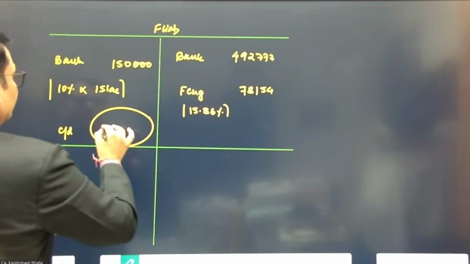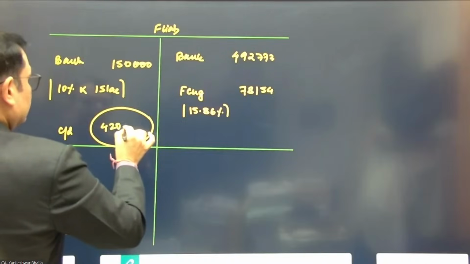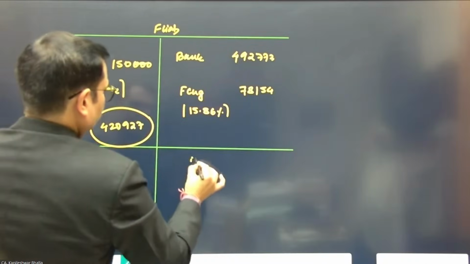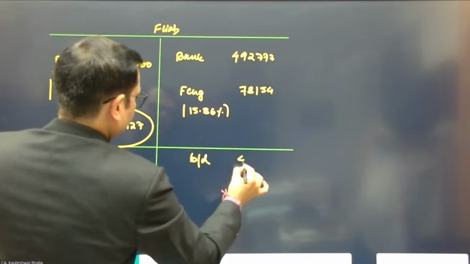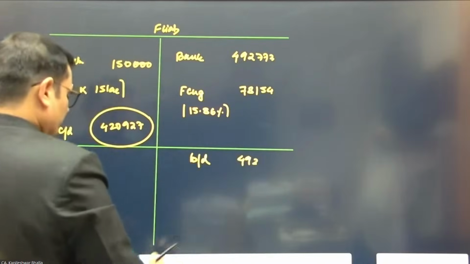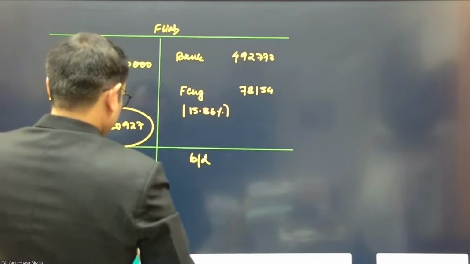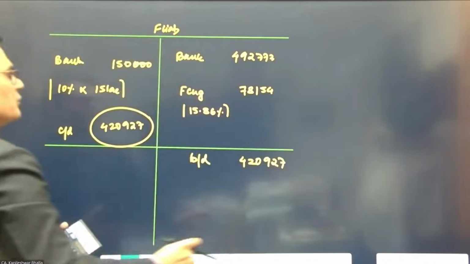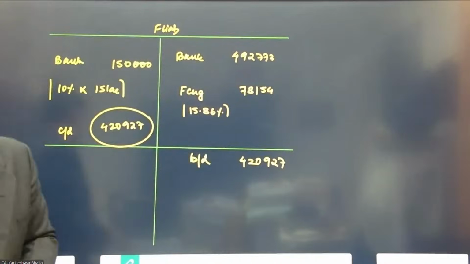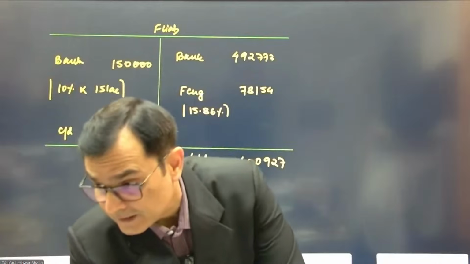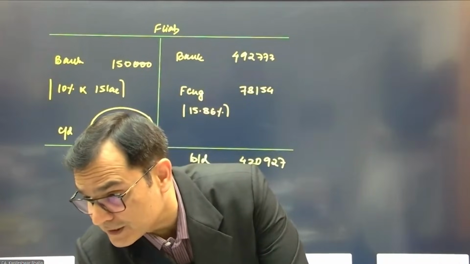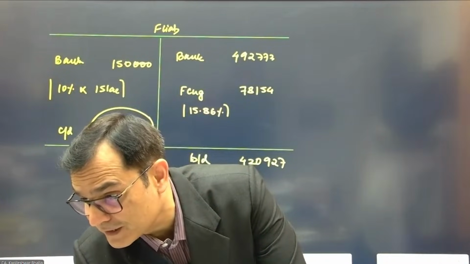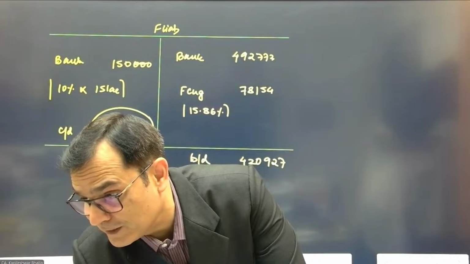So this works out at 4,20,927. This becomes the balance BD in the next year, that is 4,20,927. And this will go on again, so on and so forth. Yes, somebody said, yes, I need 5 years. So please complete this.